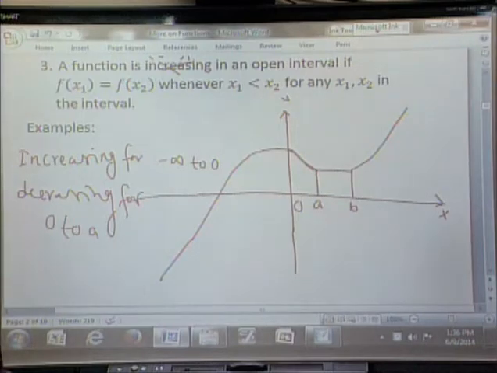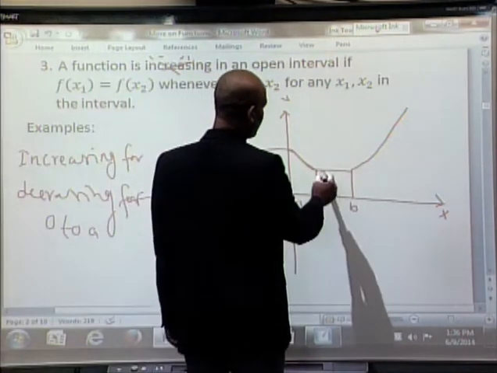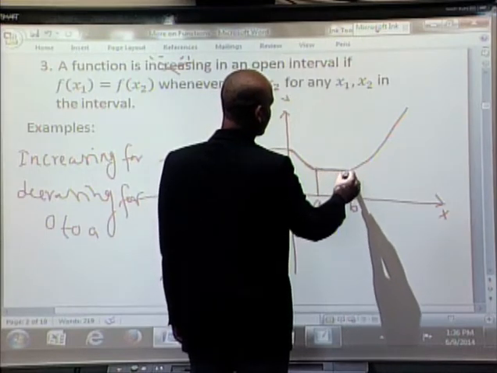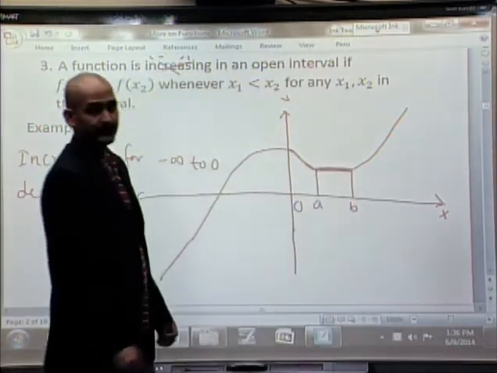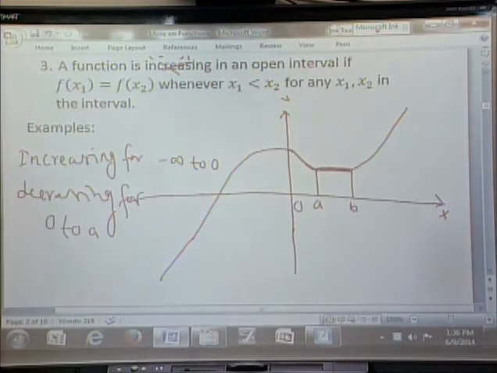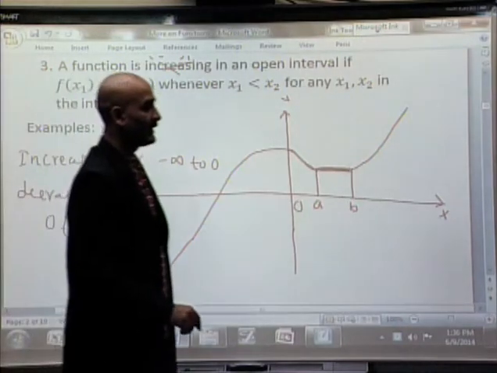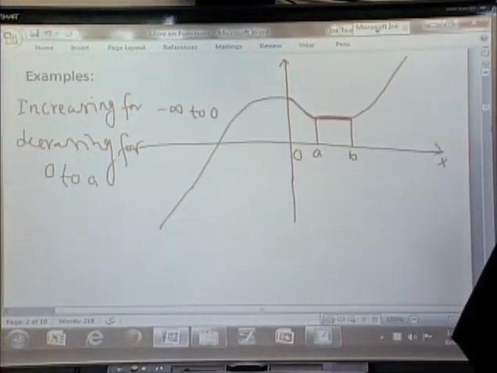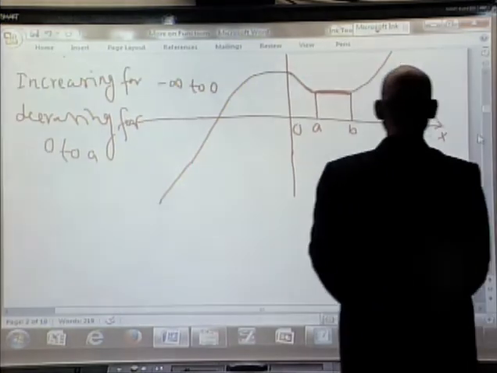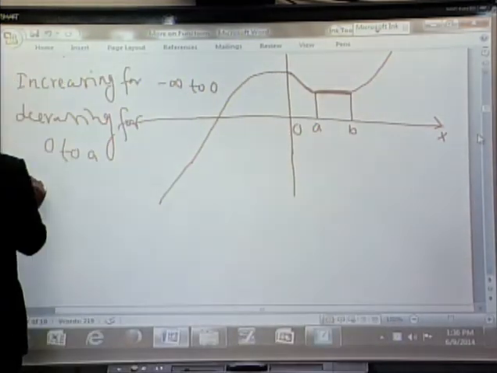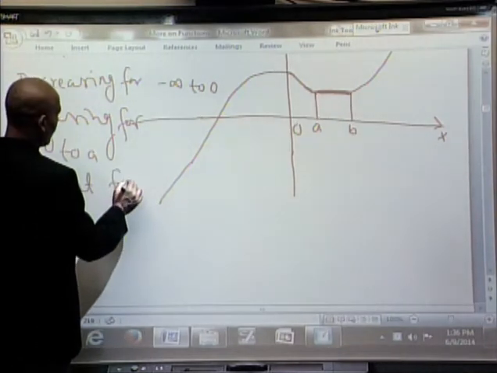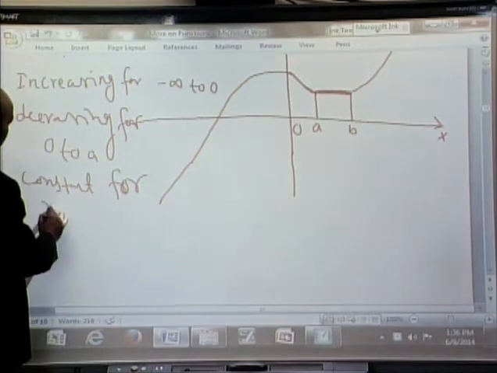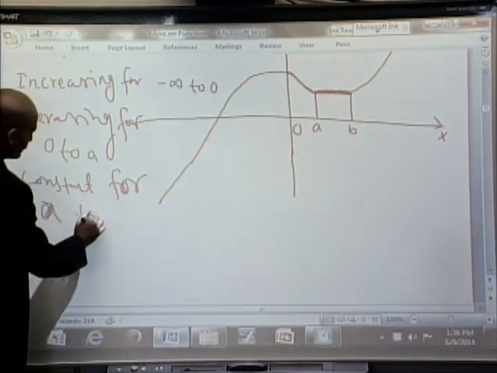Next, if I look from a to b, the y is the same for any x in the interval a to b. So, that is what we mean by the function being constant. So, this function is constant from x equal to a to b, constant for x equal to a to b.